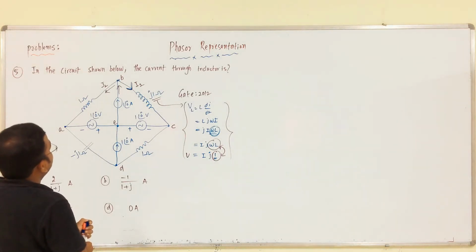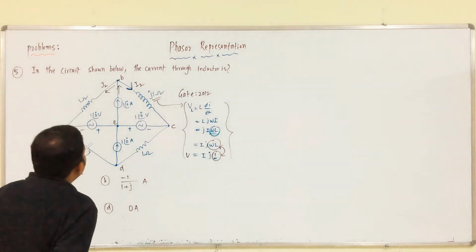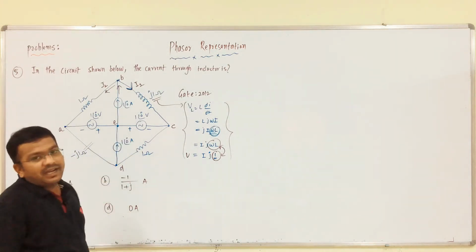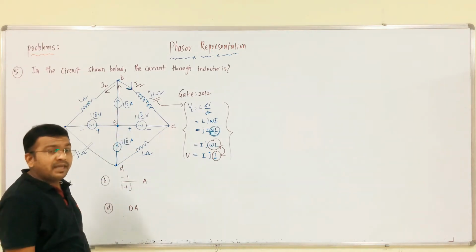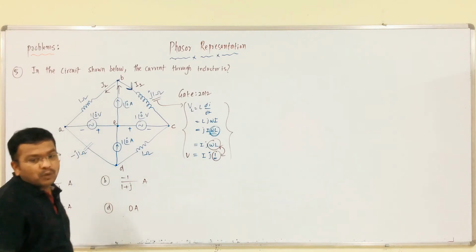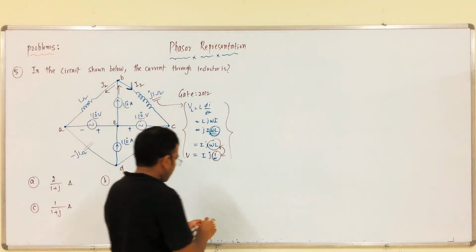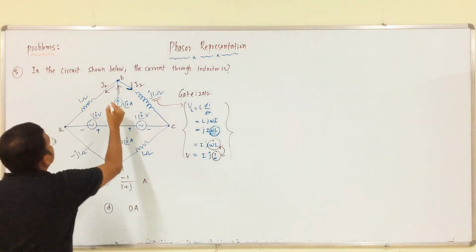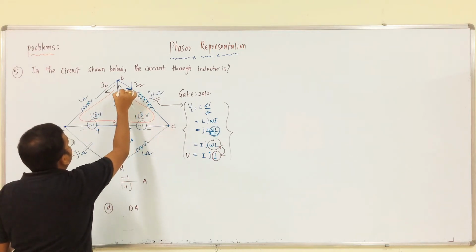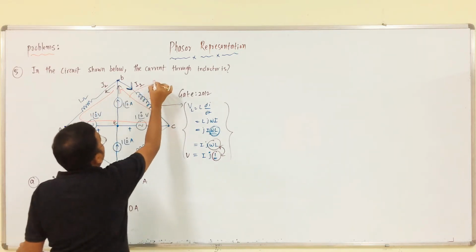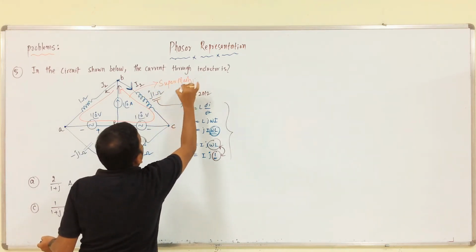Next, let us solve this problem. By observing this problem, we concluded that this is a super mesh, right? A current source is present between two loops. So, we have to apply the super mesh concept here.